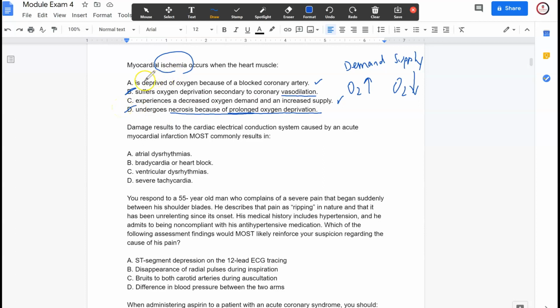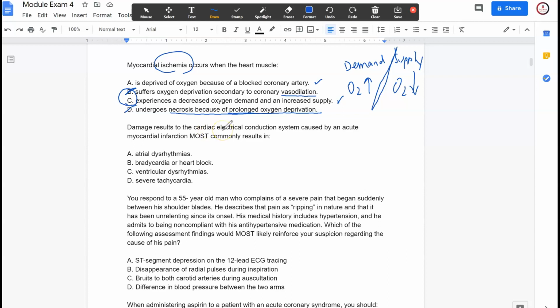So now you're going between A and C. Can you have myocardial ischemic events due to anemia, or due to hypovolemia, or any other loss of red blood cells? Yes, which is really, in the bigger scheme of things, a supply and demand situation problem. So your answer is C.